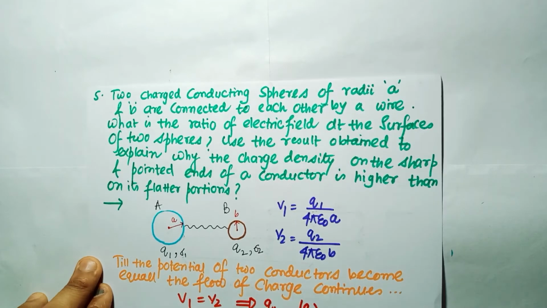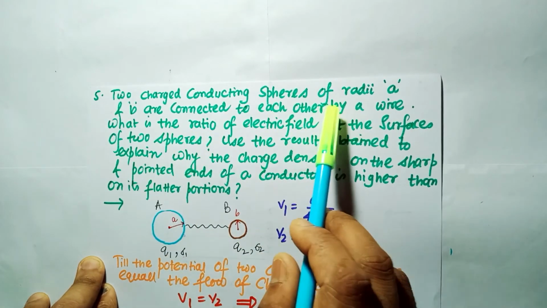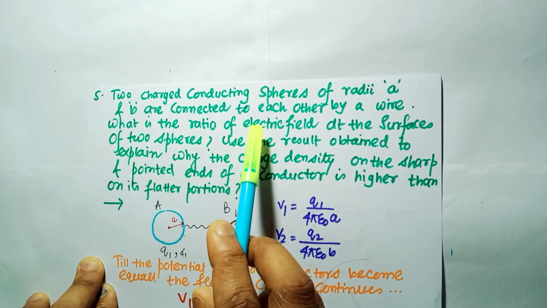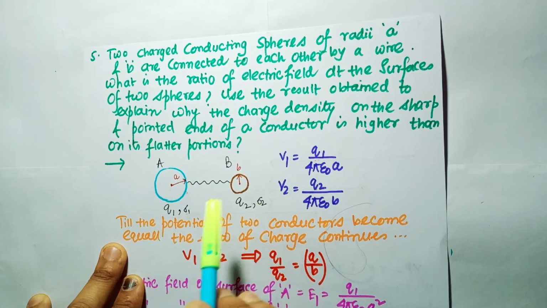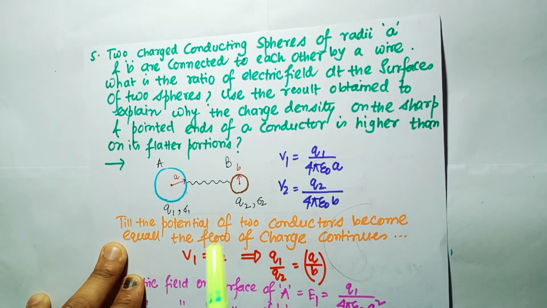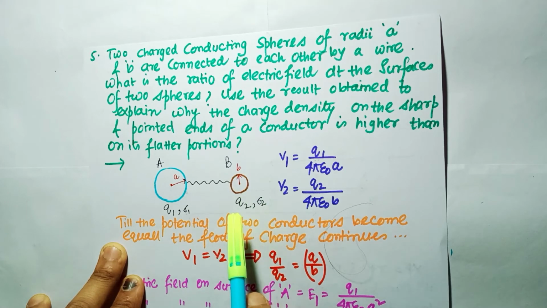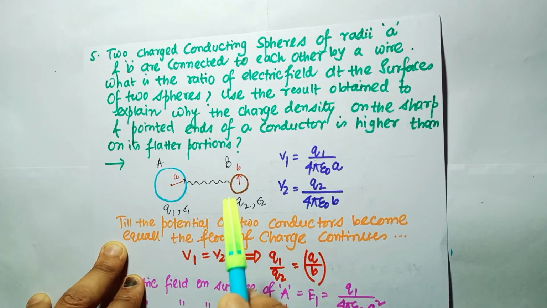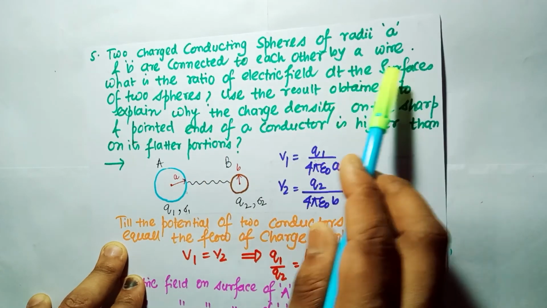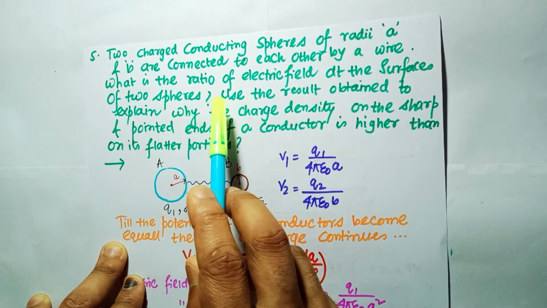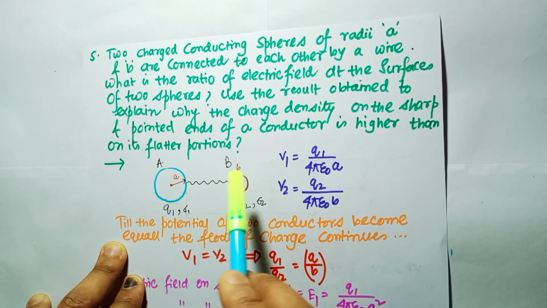So for the next problem, number 5: two charged conducting spheres of radii A and B are connected to each other by a wire. You can see these are the two different charged spheres A and B of radii small a and small b. This one has the charge Q1 and the surface charge density sigma 1. This one has the total charge Q2 and the surface charge density sigma 2. I need to find the ratio of the electric field at the surfaces of the two spheres, for both sphere A and B.